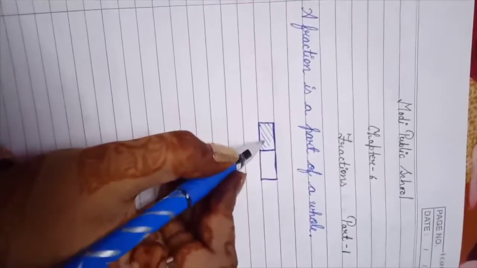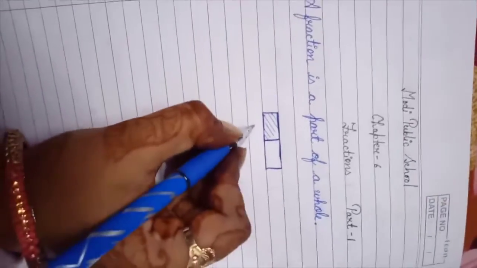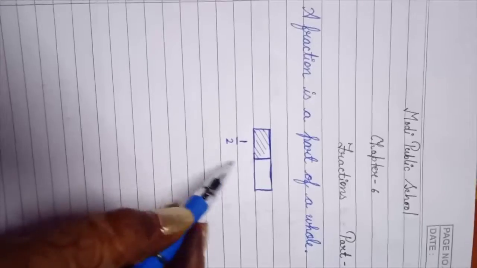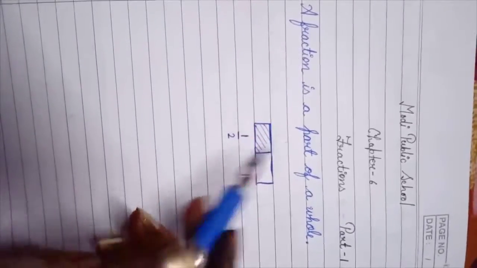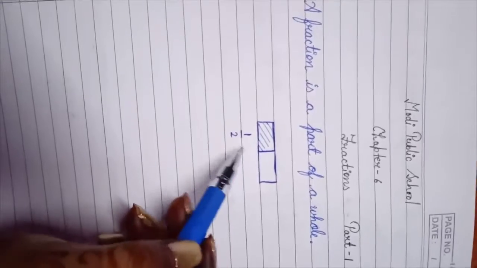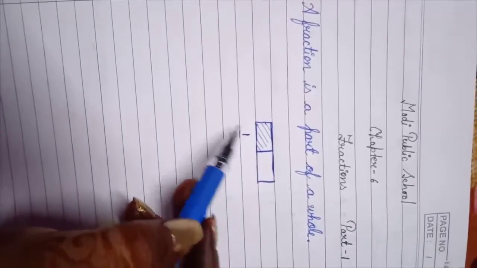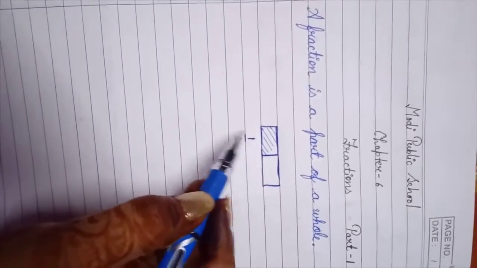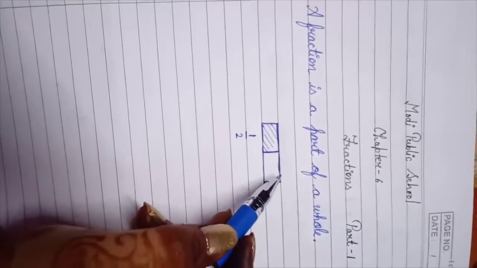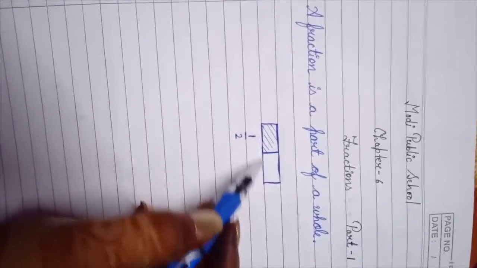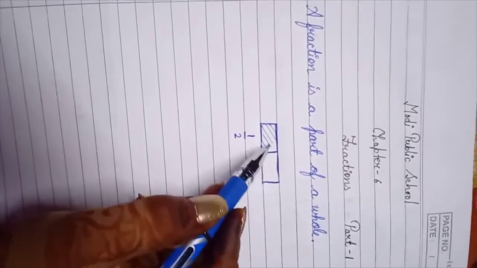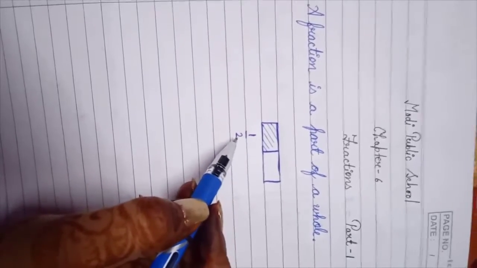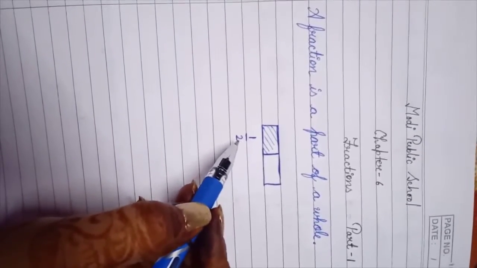Yes, this shows half of this rectangular strip, and half can be written like this, 1 upon 2. Such numbers are called fraction numbers. These numbers are just parts of a whole. They are not complete numbers. Here I have divided this rectangular strip into two parts, and one of the parts which I have shaded, I have represented by the number 1 upon 2. Such numbers are called fraction numbers.